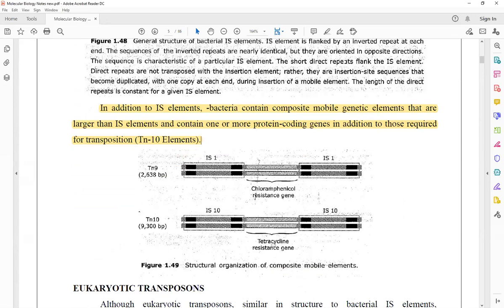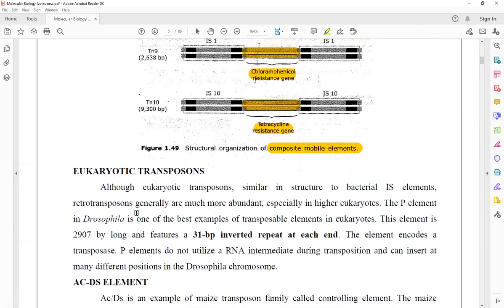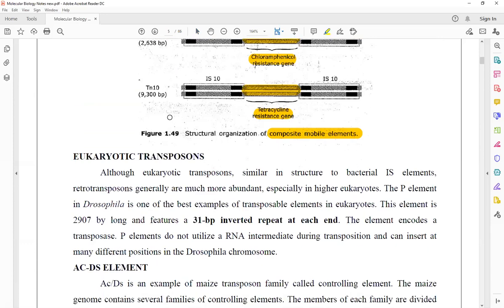These complex mobile genetic elements include specific genes such as the chloramphenicol resistance genes as well as the tetracycline resistance genes. There are some specific genes within them, and those genes are the chloramphenicol resistance genes as well as the tetracycline resistance genes. So the chloramphenicol resistance gene and the tetracycline resistance gene are present here, and the presence of both these genes indicates that we are talking about the composite mobile genetic element. Now, eukaryotic transposition. What do we mean by eukaryotic transposition, and how does eukaryotic transposition take place?